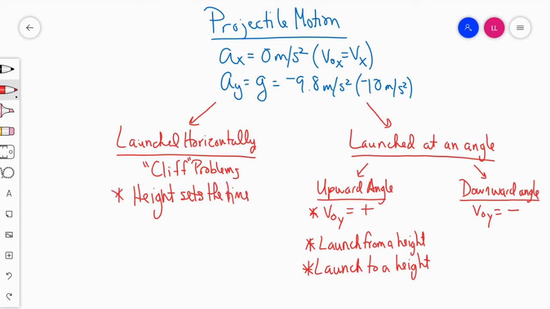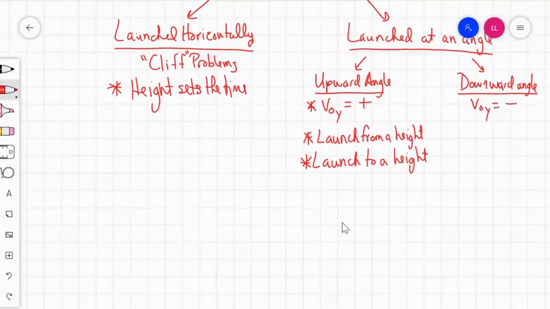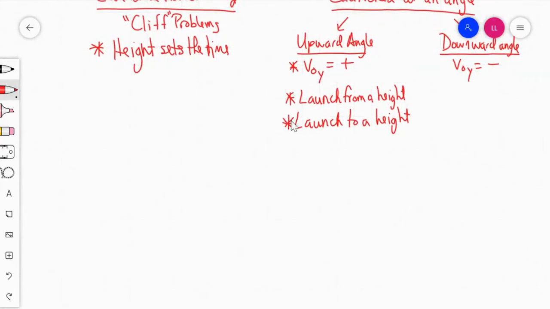That's important to know, that the height is going to set the time for the fall. It's not necessarily the horizontal velocity, but it is the height. Now, when it comes to the upward angles, to find times, you can launch from a height, and the third type can be from the ground. It can go ground to ground. These are the easier of the three problems.